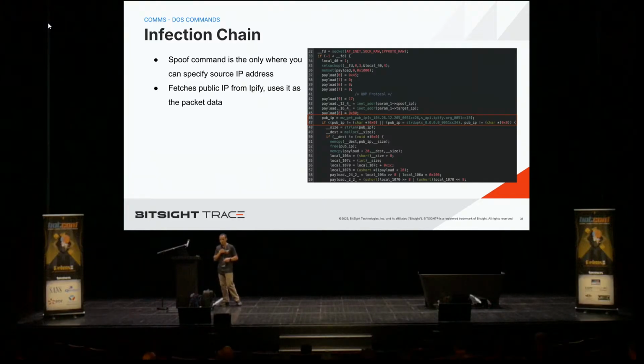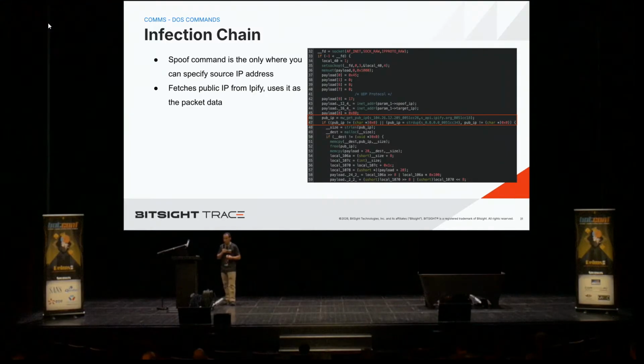One other command to close the command part that I wanted to talk about is the spoof command. This is the only command where you can specify a source IP address. So aside from those that use raw sockets, the spoof one, you can actually specify what IP you want to use as the source IP address.